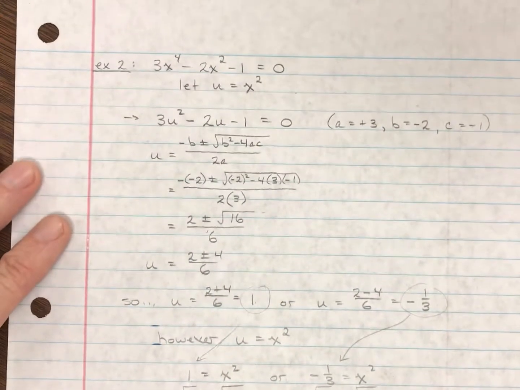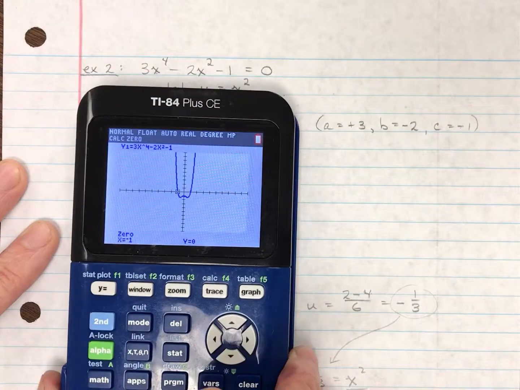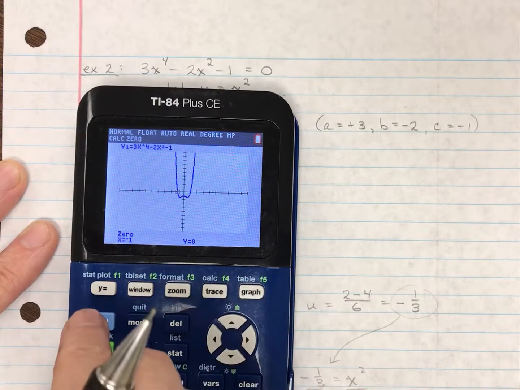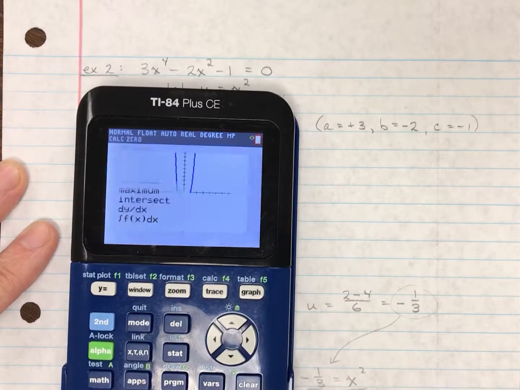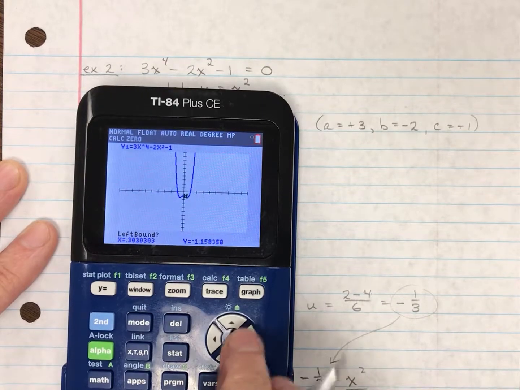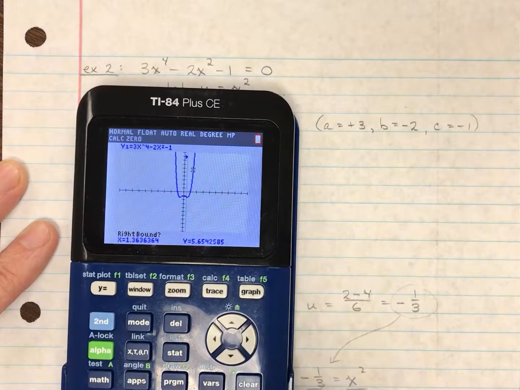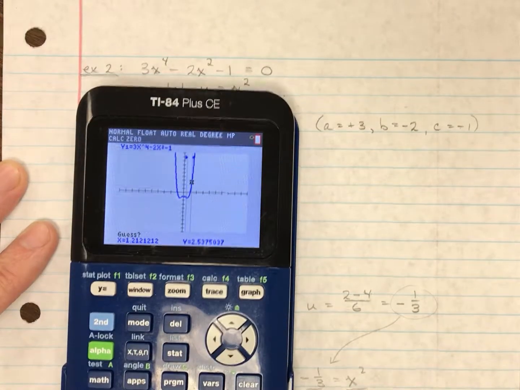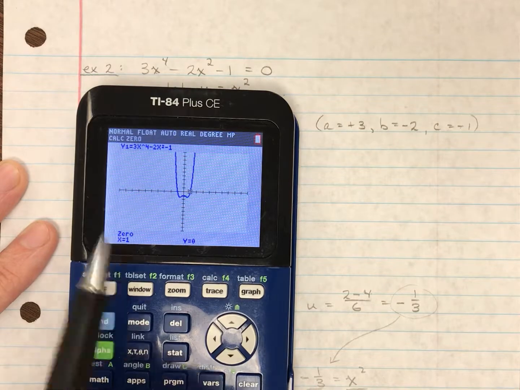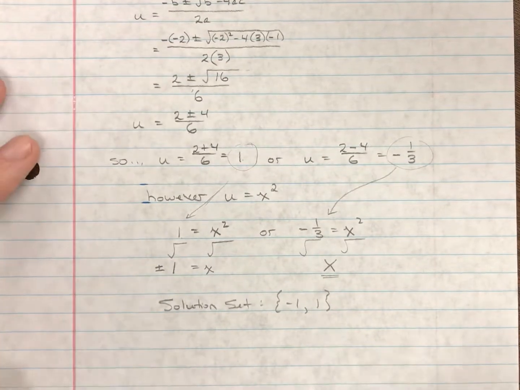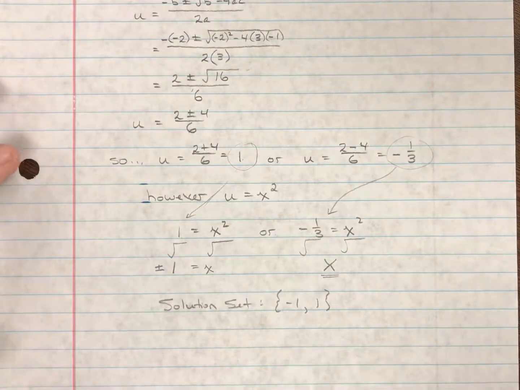Okay, let's go back up to my equation, and let's check this other root, this other 0. So second calc, I want the 0, and I want my left bound and my right bound to be on either side of that x-intercept. And let's check that one. And I get positive 1 right there. And that's what I have right here. I'm good to go. So there you have it. Solving quadratic-in-form equations.